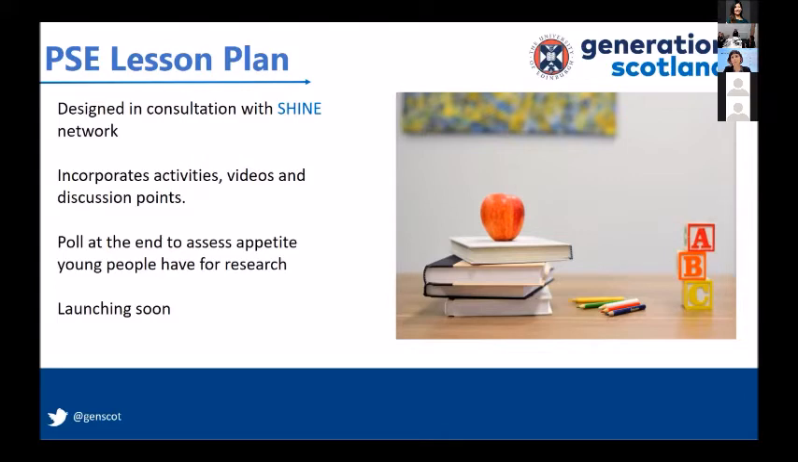And importantly, we have a poll at the end of the lesson plan where we're hoping to assess the appetite that young people have for research and ask them questions like, would you answer questions online? Would you donate a sample? How do you feel about data linkage? How do you feel about following your health records? And every time a pupil answers the questionnaire, the anonymised results are shown. So as we go on, us and the pupils will be able to see what other people think.